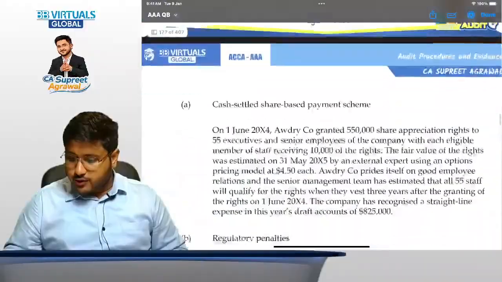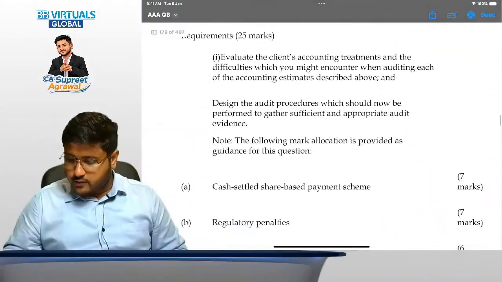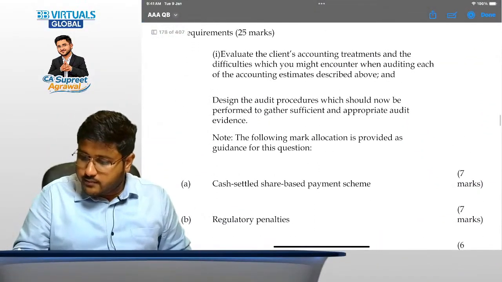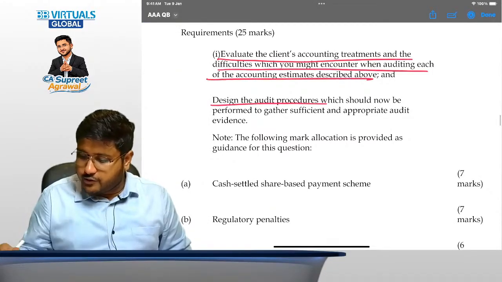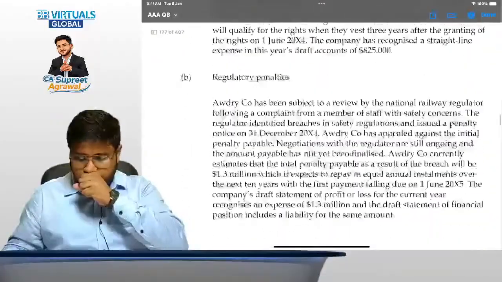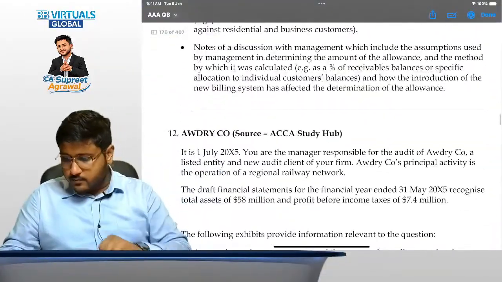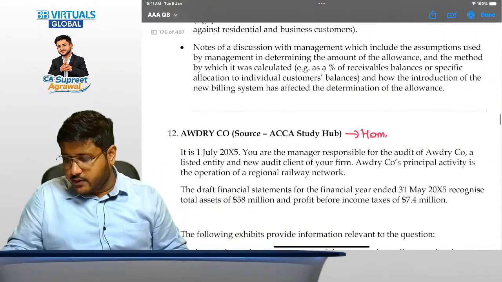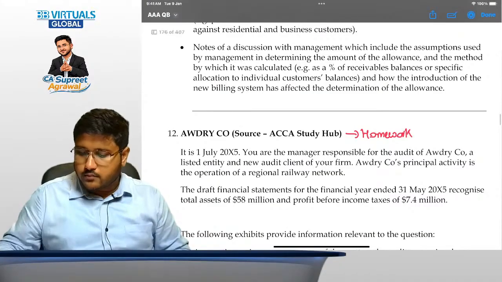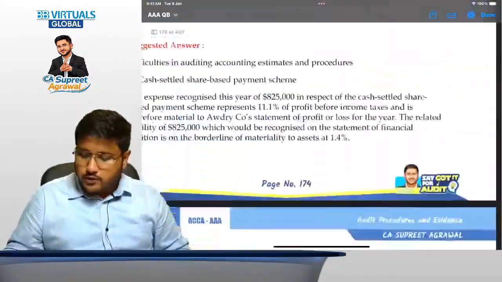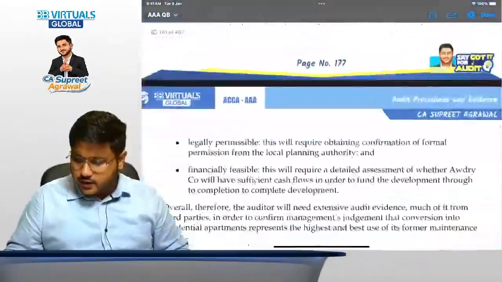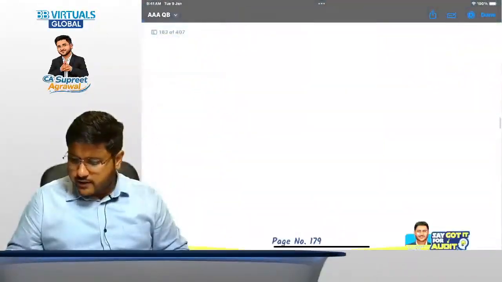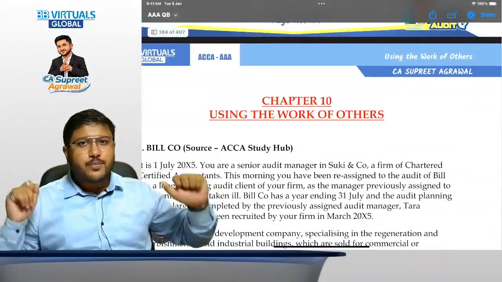Now question number 12. When we talk about question number 12, what is the requirement? Considerations and audit procedures. Question numbers 10 and 12 are homework. Now, question number 12, I think it should get completed now. Yes, this will get completed, right?